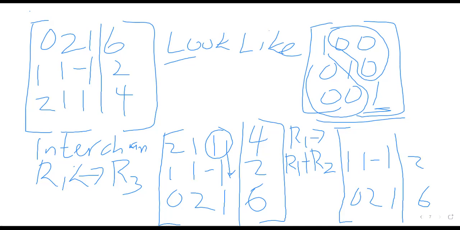Now row 1 plus row 2. This 2 plus this 1 is 3. The next one, 1 plus 1 is 2. And then 1 plus -1 is 0. I've been able to change that side into a 0. And then 4 plus 2 is 6. Simple, right? Then I move on.